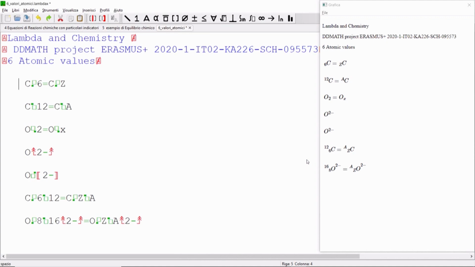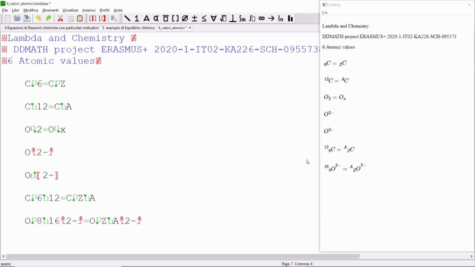The atomic number, which is represented by the capital letter Z, is entered with the left subscript. Here is an example. C left subscript 6 equals C left subscript Z. The atomic mass number is represented by the capital letter A, inserted with left superscript. Here is an example. C left superscript 12 equals C left superscript A.